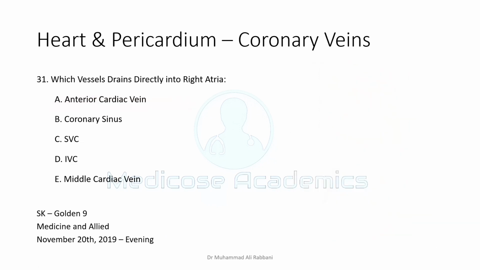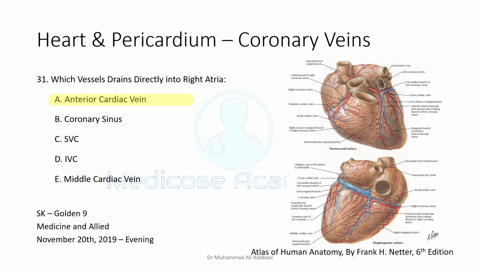Which vessels drain directly into the right atrium? Most of the vessels, the great cardiac vein, middle cardiac vein, and small cardiac vein, go into the coronary sinus and then through it to the right atrium. But there are anterior cardiac veins. Here you can see they are on the anterior surface of the ventricle and open directly into the right atrium. The coronary sinus is actually not a vessel, it's a sinus.